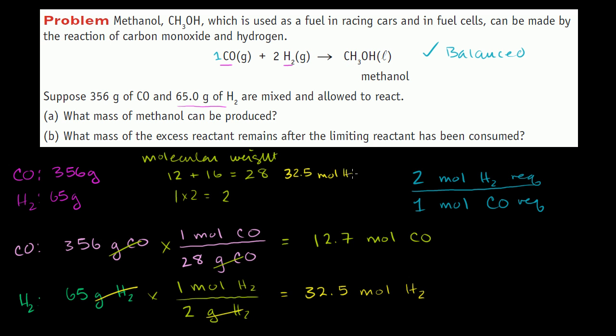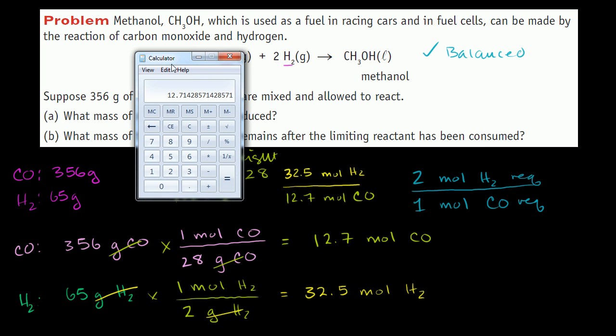Moles of hydrogen. Let me write that a little bit neater. Moles of hydrogen. And we're given 12.7 moles of carbon monoxide. So if we were to just divide this, I guess you could imagine dividing the numerator and the denominator by 12.7, or just dividing 32.5 by 12.7. What do we get?